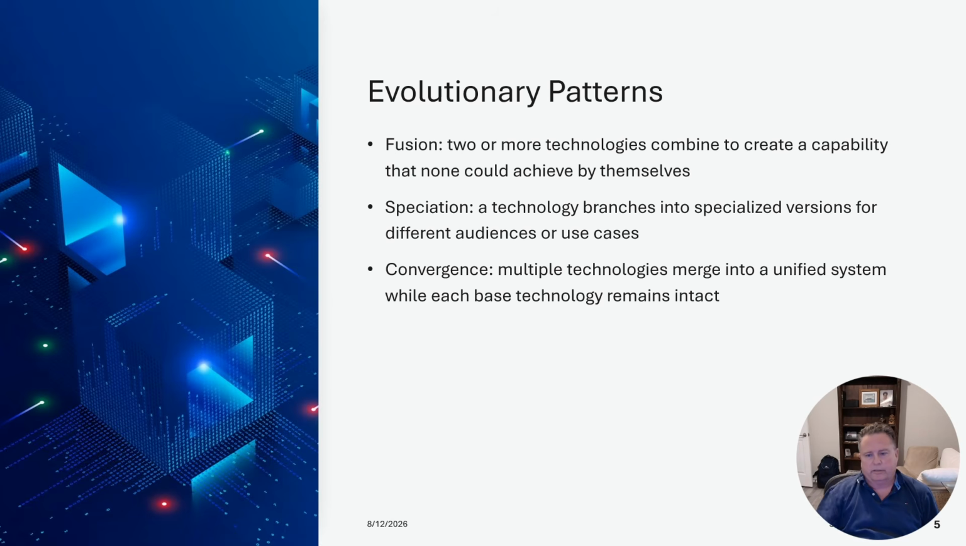Speciation is when a technology branches into specialized versions for different audiences or use cases. We're also going to look at when any of the technologies that we're assessing here have a convergence pattern, which is when multiple technologies merge into a unified system while each base technology remains intact.